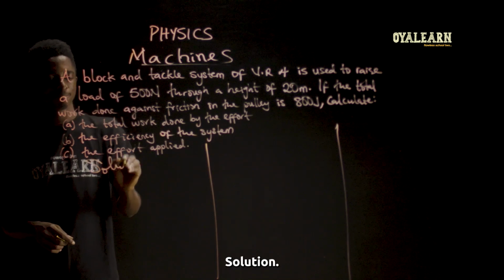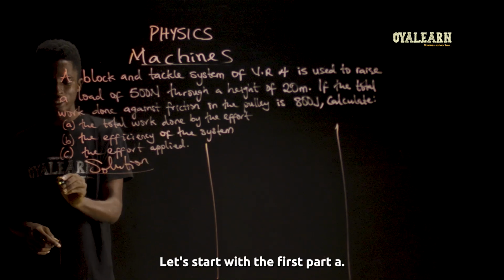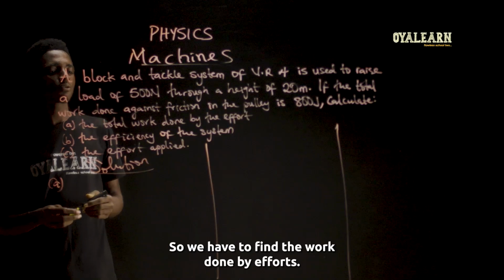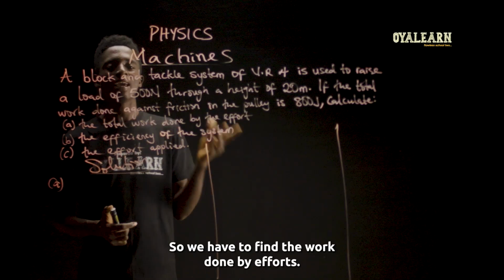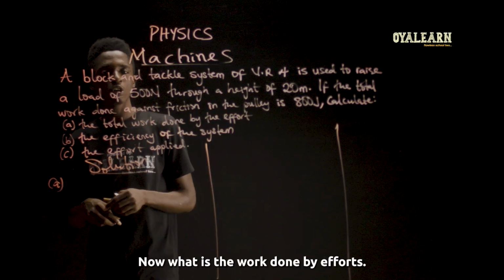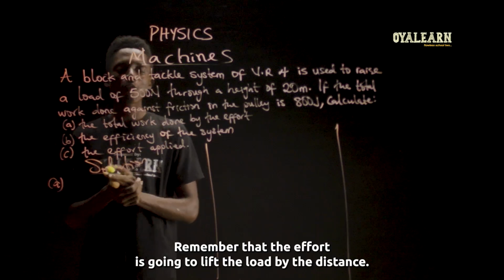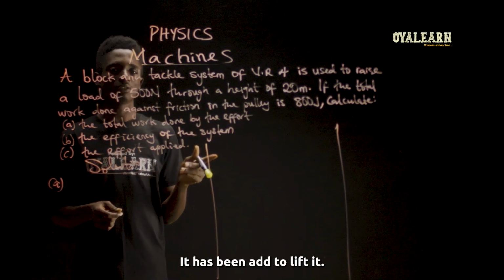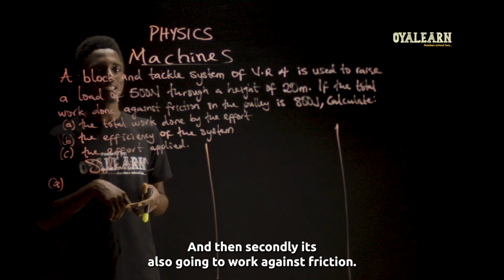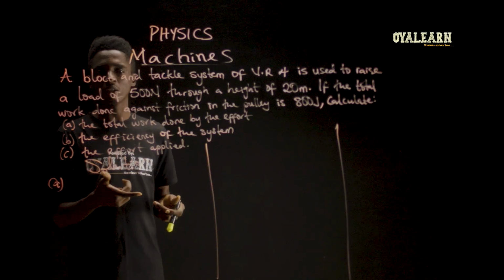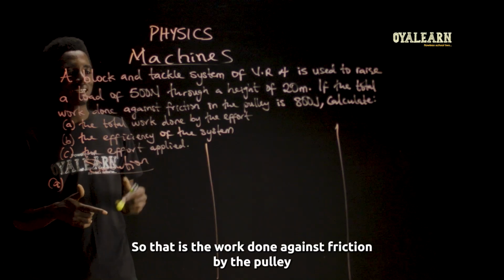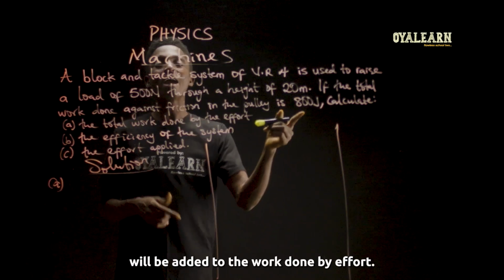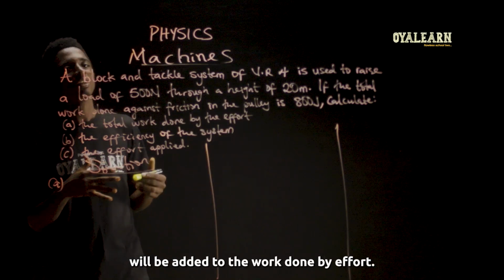Solution. Let's start with the first part, A. So we have to find the work done by effort. Now, what is the work done by effort? Remember that the effort is going to lift the load by the distance it has been asked to lift it. And then secondly, it's also going to work against friction. So the work done against friction by the pulley will be added to the work done by effort.